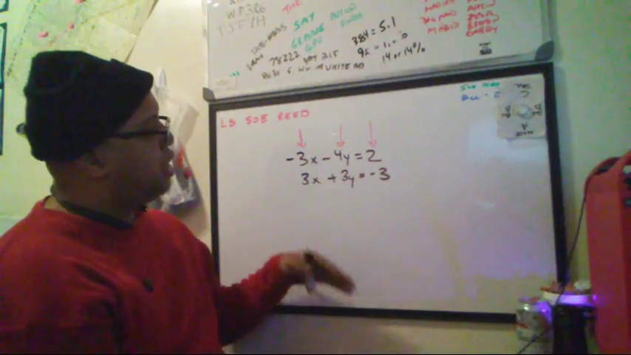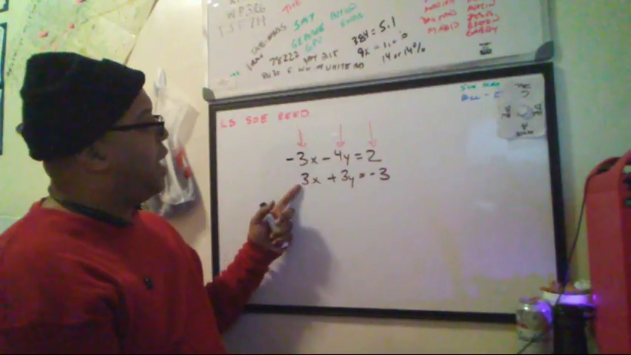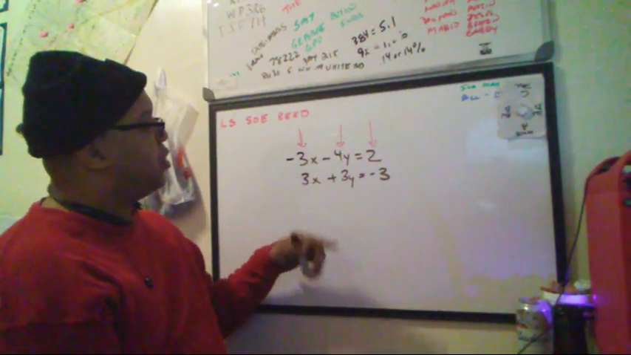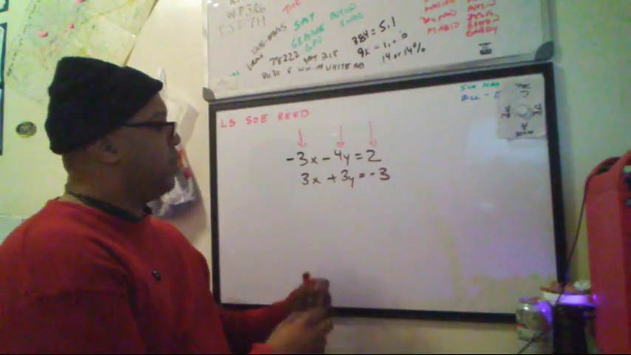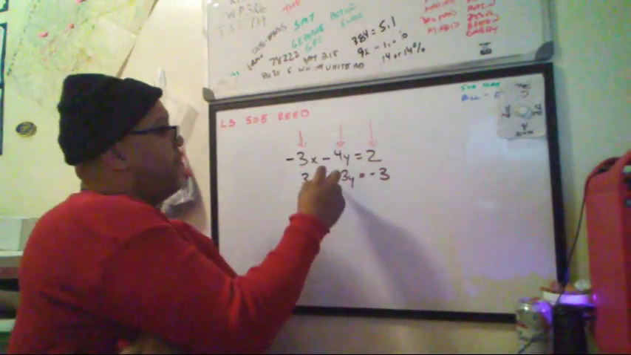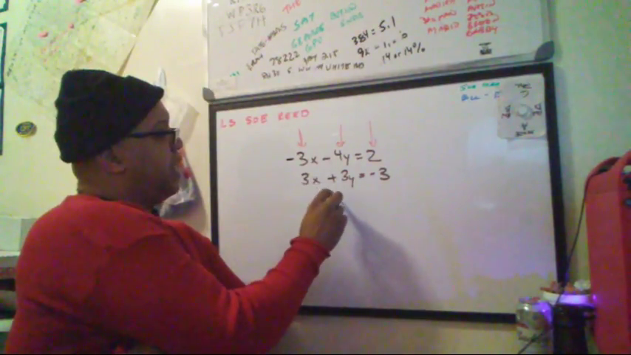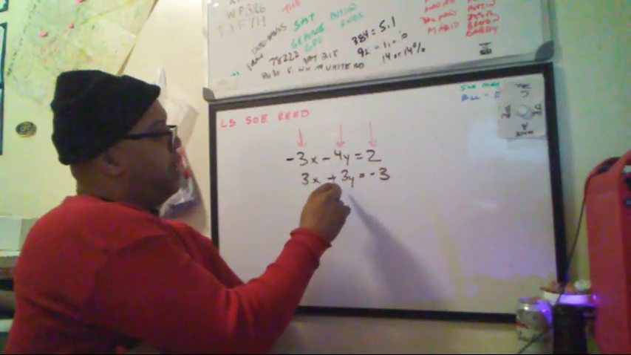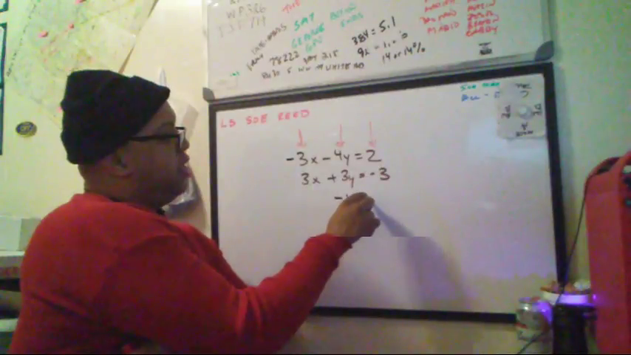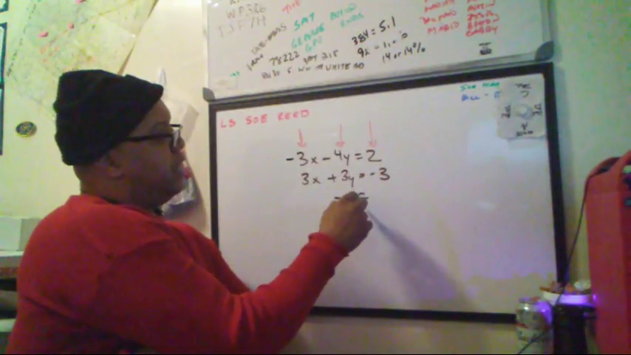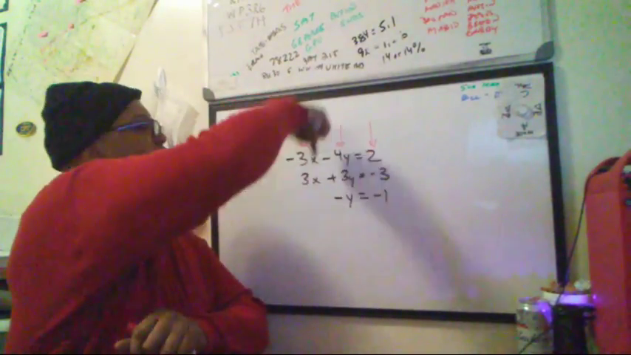Sometimes we would need to manipulate an equation. But since we have a negative 3x and a positive 3x, the x's are going to just go away. They're going to zero, what I call zero out, okay? And we isolate the y value, or the y variable. So negative 3x plus 3x is 0x, and then negative 4y plus 3y is negative y. And then 2 and negative 3 is negative 1. And all we've done is just add vertically.